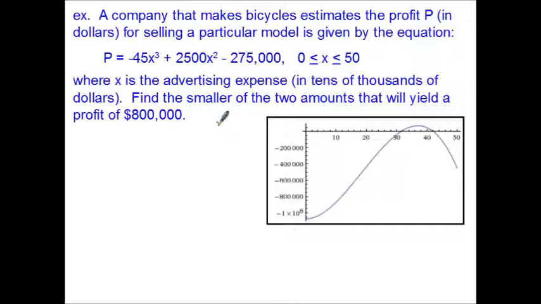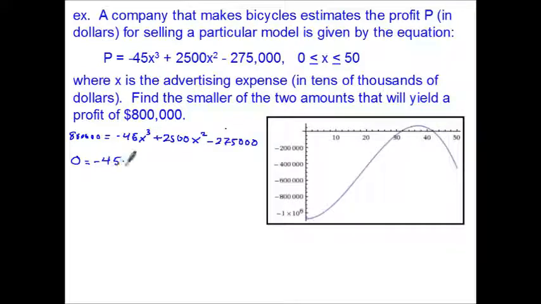We're looking for the smaller of the two amounts that will yield a profit of 800,000 bucks. Well, I've got a graph here, but I don't actually have the equation that's graphed yet, because I've got this 800,000 I want my profit to be. So there's my 800,000, and I want that to be my profit, so now that's equal to my profit expression. Now to have something to graph that I can find the zeros of, again, I just have to take the 800,000 subtracted from both sides and get myself a 0.